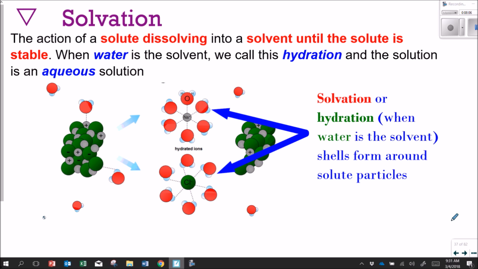Here we can see the negative side of the water molecule being attracted to the positive sodium ion in sodium chloride, and the positive hydrogen side of the molecule being attracted to the negative chlorine ions in sodium chloride. And we form these hydration shells around the ions.